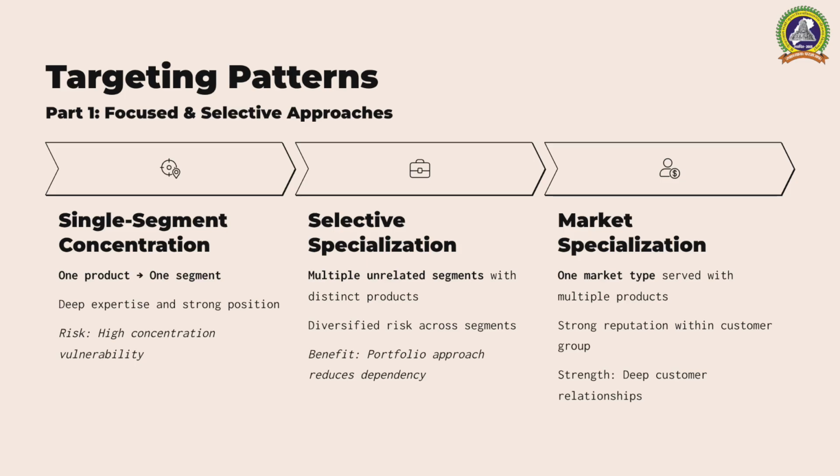For example, Mahindra and Mahindra focusing its tractors on the agriculture market. The firm gains deep knowledge of this segment, but it involves high risk. If that one segment declines, the company is in trouble. Second is selective specialization. This is a multi-segment strategy. The firm operates in different segments with different products. Each segment is profitable on its own. An example is the Zee TV network.